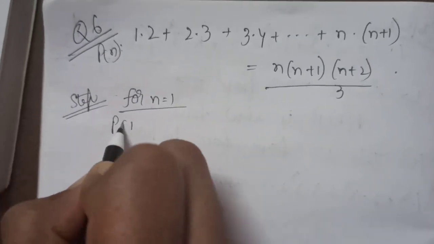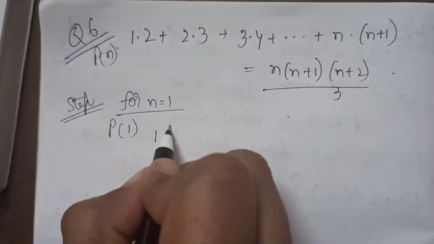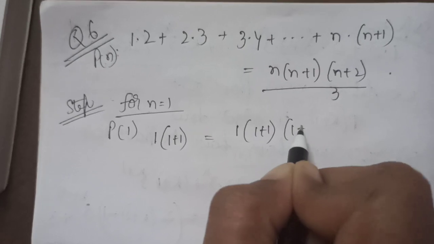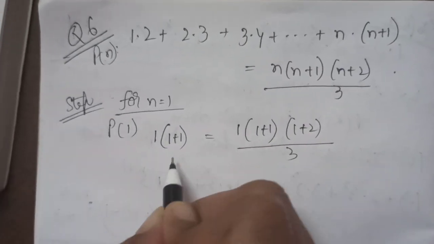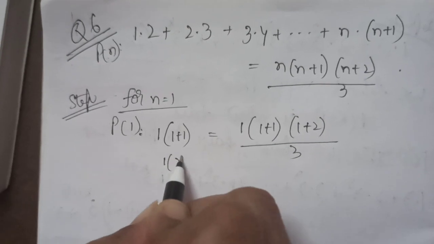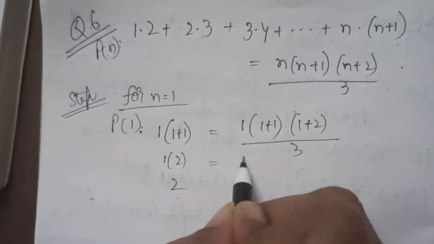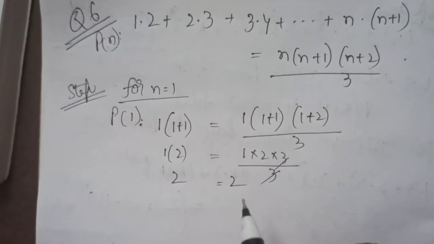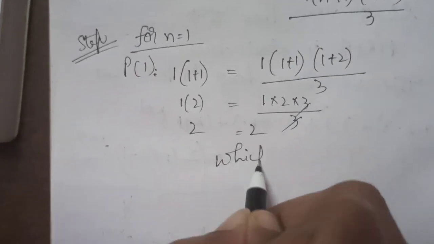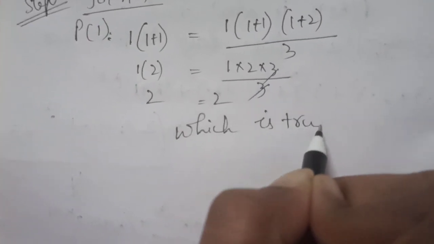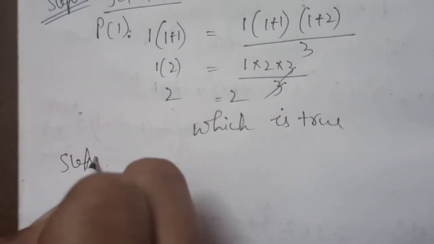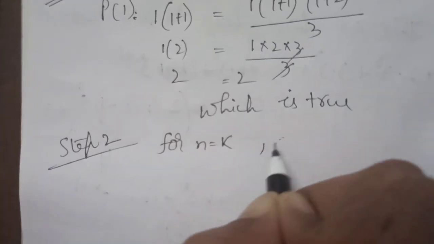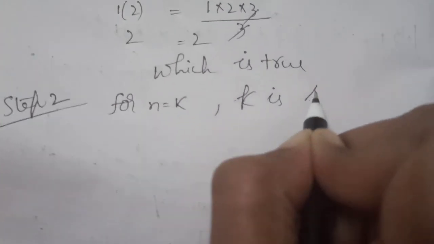P(1) means your left hand side is what? 1 into 1 plus 1, which is equal to 1 into 1 plus 1 into 1 plus 2 by 3. So 1 into 1 plus 1 is 1 into 2, that means 2. And your this is 1 into 2 into 3 by 3. So 3 cancelled, so here also you are getting 2, which is true. That means your P(1) is true. Now you are supposing in your step 2, what you need to do, for n equal to k, where k is some positive integer.